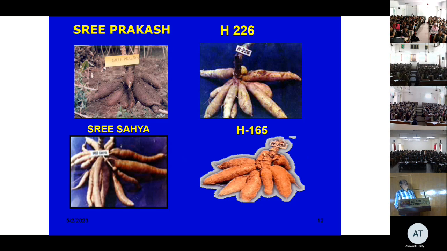These are the pictures of Sree Prakash, with almost black to brown colored tubers. Then H226 is somewhat yellow in color, whereas Sree Sakhya is somewhat orange, and H165 is also somewhat light orange in color.